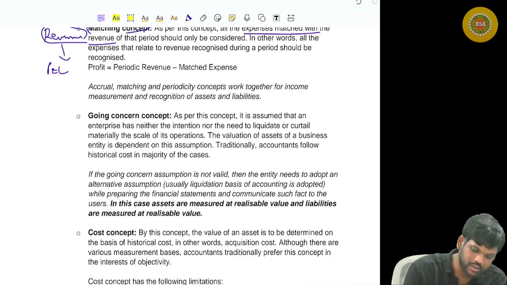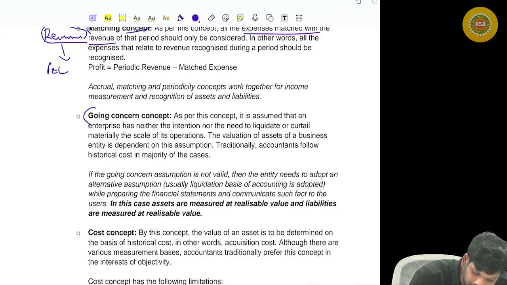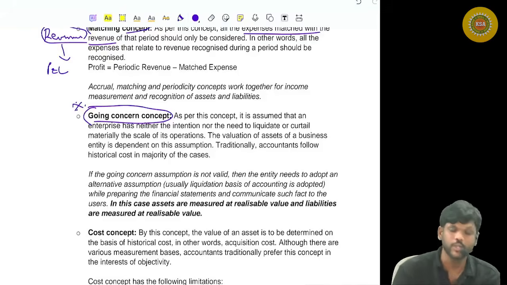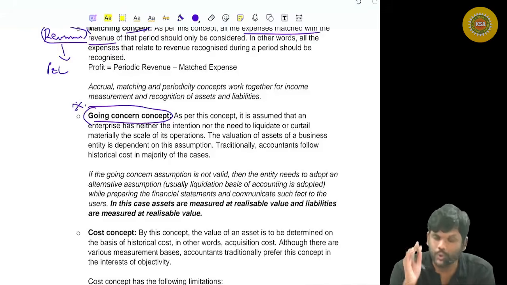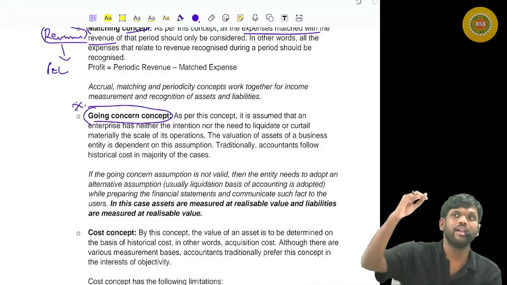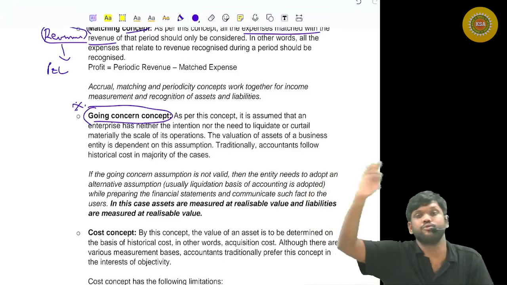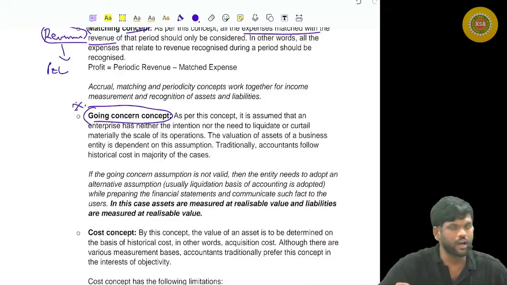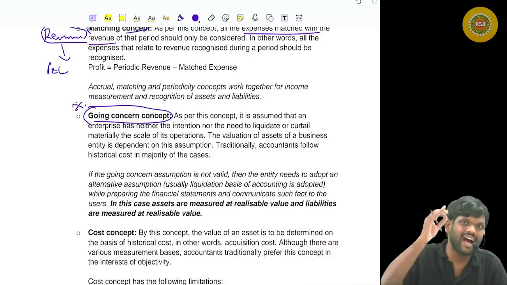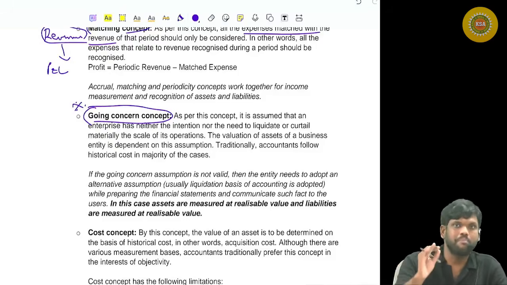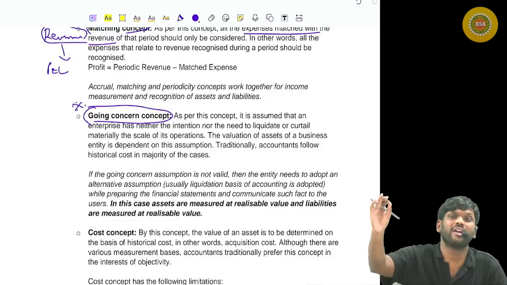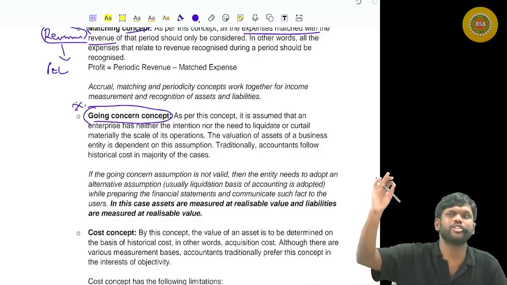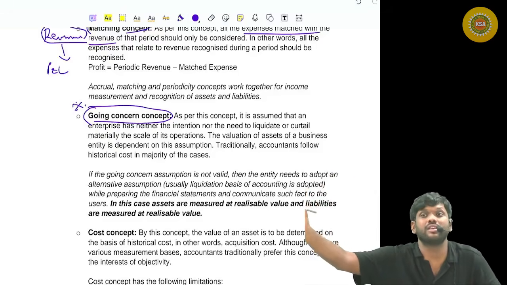Then we have next concept which is called as going concern. Guys, this is a very very important concept. It has been tested multiple times in the past. So going concern concept assumes that a business will continue in the foreseeable future. When you are preparing accounts for a business, the underlying assumption is that this business will continue for a definite period. There is no intention to close the business in the foreseeable future.